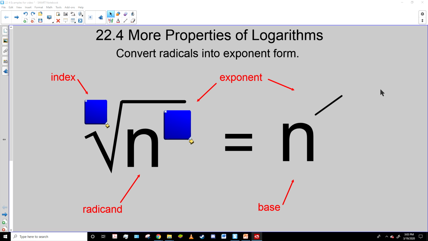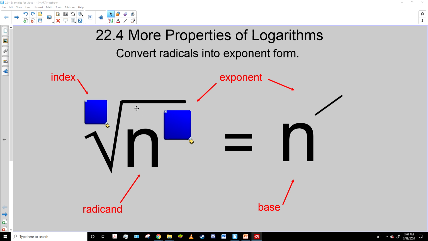Today we're going to be looking at some more properties of logarithms. One of the first things we're going to look at though is how to convert a radical into an exponent. And so here we have a radical, and you'll normally have an index number here, and then sometimes you'll have an exponent over here on the radicand.